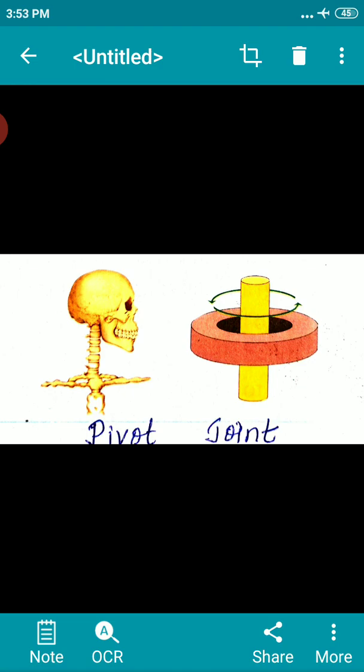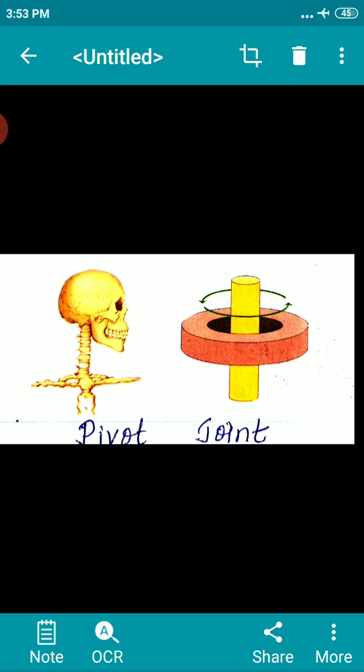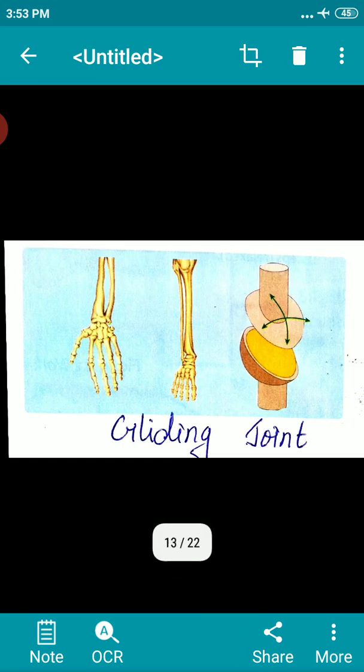So first you have seen the ball and socket joint, second the hinge joint, third the pivot joint, and the fourth is the gliding joint. The gliding joint allows the bones to move or glide over each other, for example, joints at the wrist and the ankle. Now you have studied the bones and the joints, so next we'll see the cartilages.